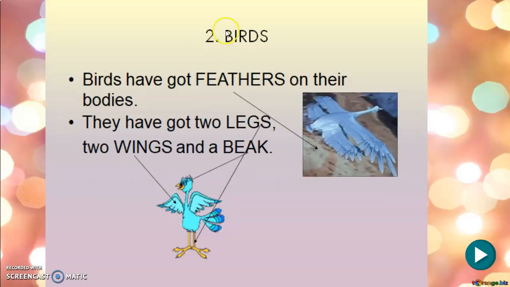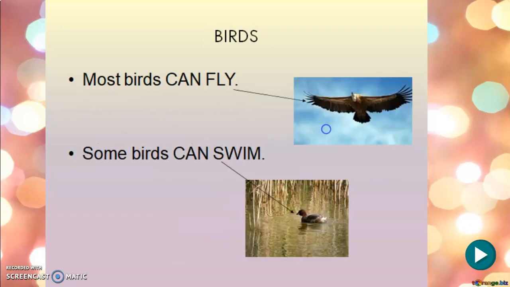Now, birds are the only group of animals that has feathers and 2 legs and wings and a beak. So these animals belong to the bird group. Most birds can fly. We said most, not all of them, because some birds are too heavy and big to fly. They cannot carry themselves, like the ostrich, but it is a very fast runner. And some birds can also swim, like the duck and the penguin.